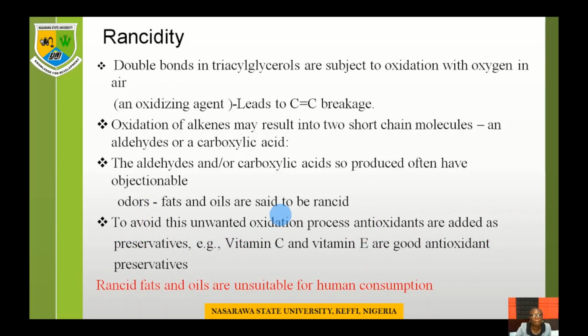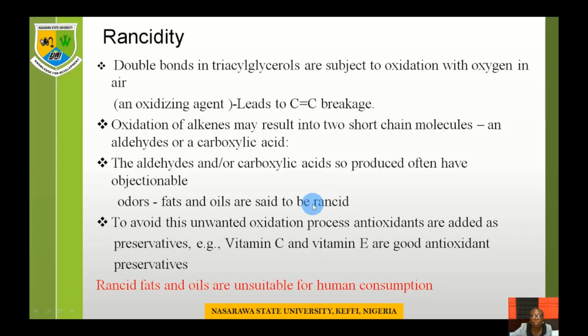So, rancidity. Rancidity is an oxidation reaction, and the double bonds in triglycerols are subject to oxidation with oxygen in the air, which is an oxidizing agent, and this leads to the breakage of the bond.